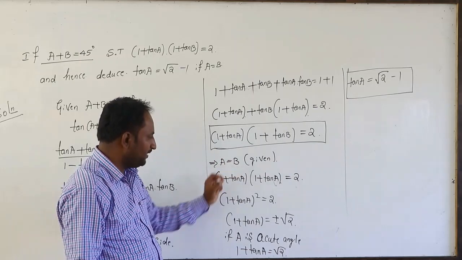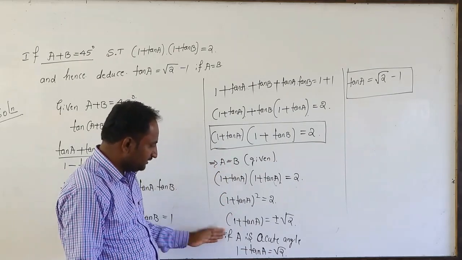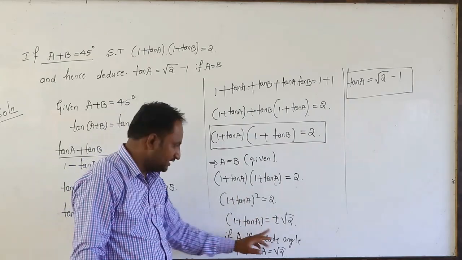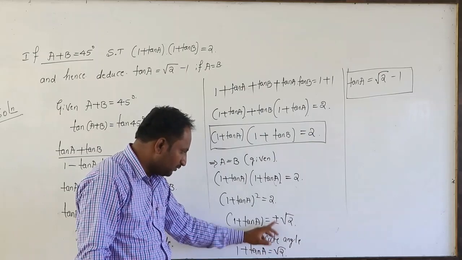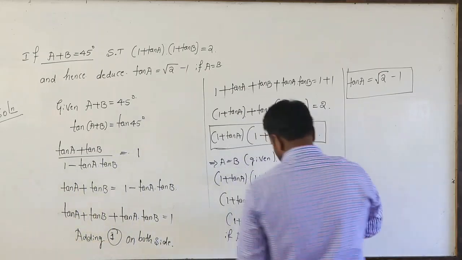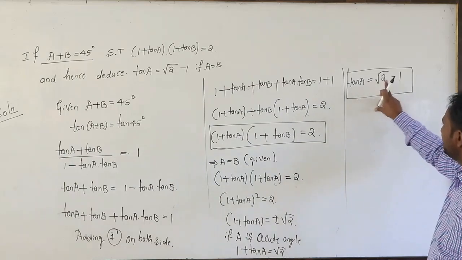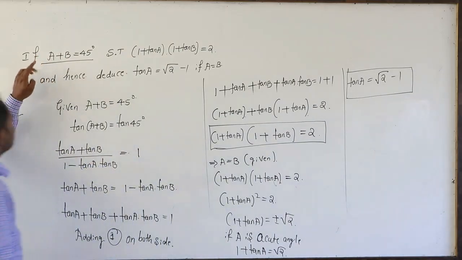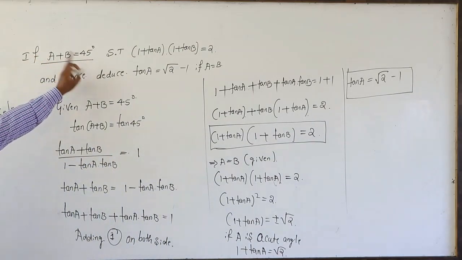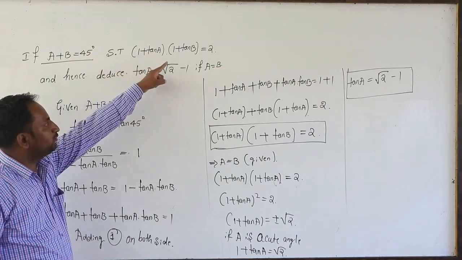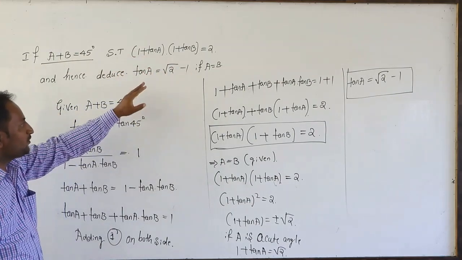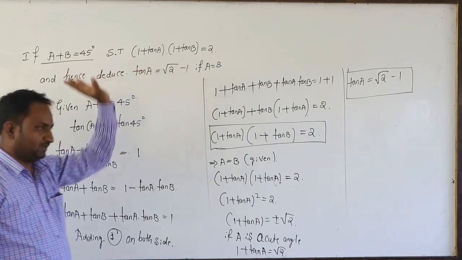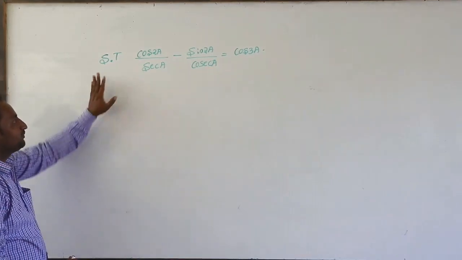Suppose A is equal to B, then applying the corresponding terms, A is an acute angle. That implies in the first quadrant, tan A value is always positive. That's why we can take the plus sign here. In the RHS, tan of A value is root 2 minus 1. This is the final result using A plus B is equal to 45 degrees. We get the result (1 plus tan A) into (1 plus tan B) is equal to 2. Suppose if A is equal to B, then tan of A value is root 2 minus 1. Okay, we can take another problem.